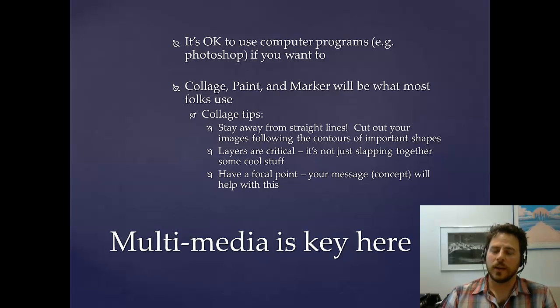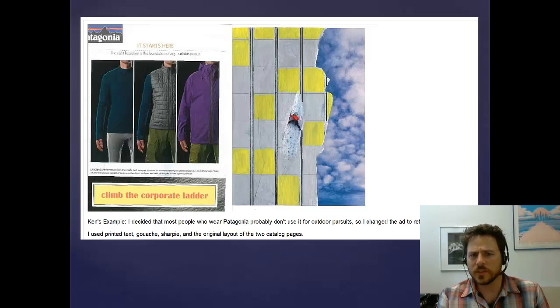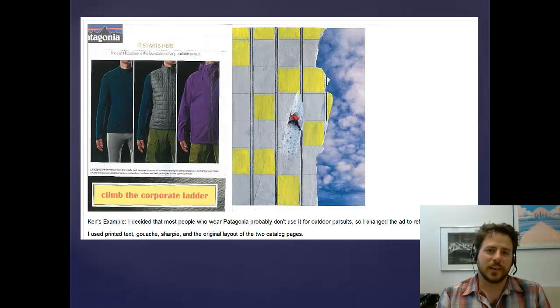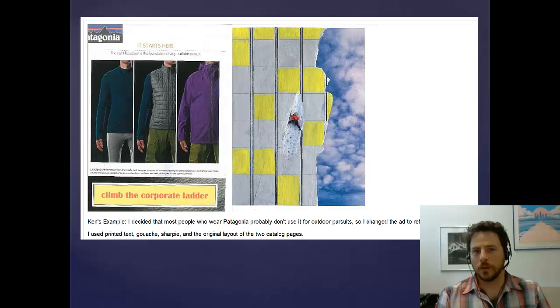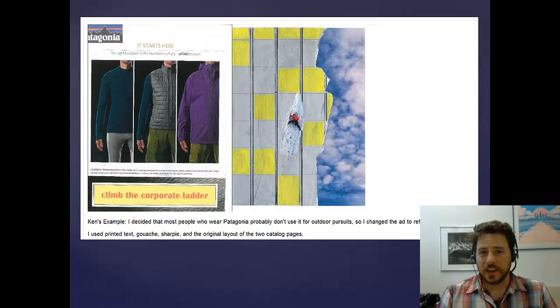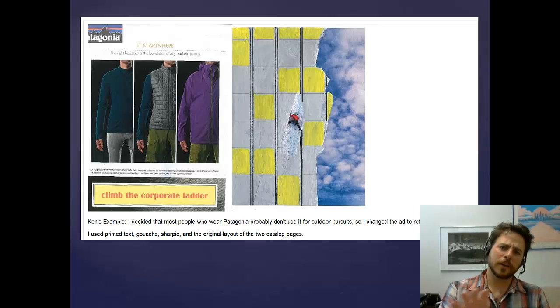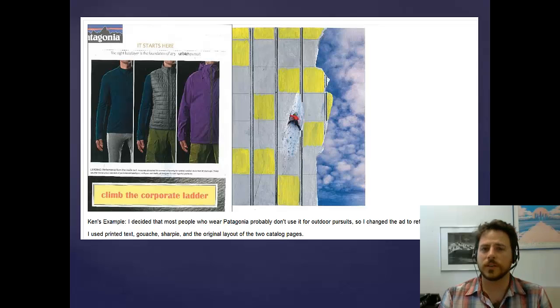Let's take a look at some examples. This is one that I put together. I had recently got a Patagonia catalog in the mail, and as I was flipping through it, it dawned on me that most people probably use Patagonia for walking around the city more than climbing an ice cliff. So I modified the advertisement to give more of an appearance of what this will eventually be used for. So these two pages were the actual catalog layout that I used.